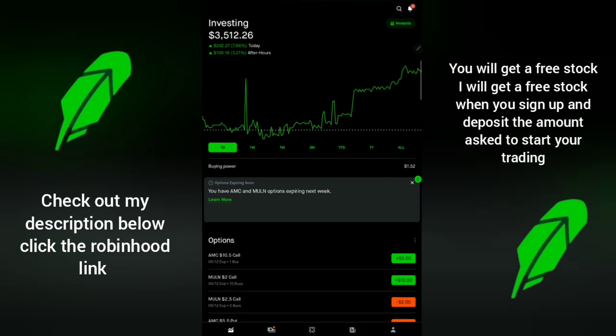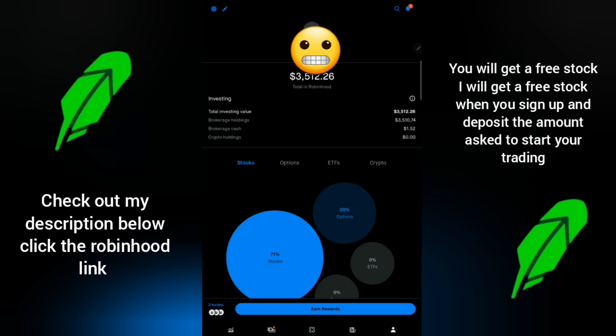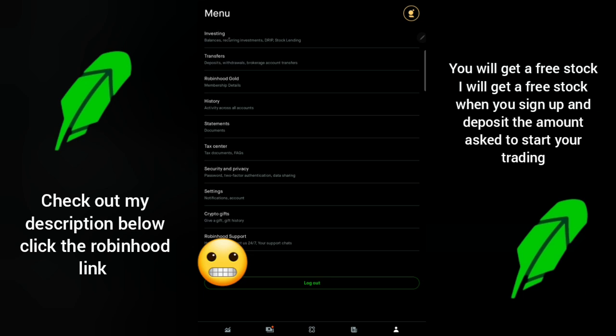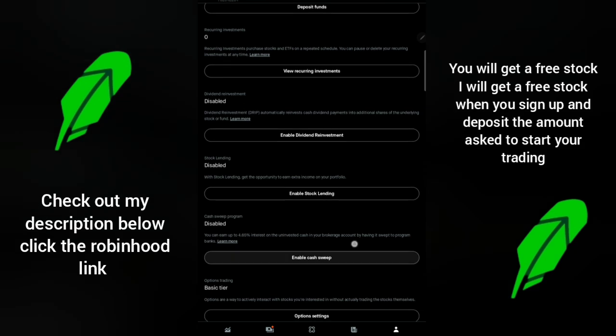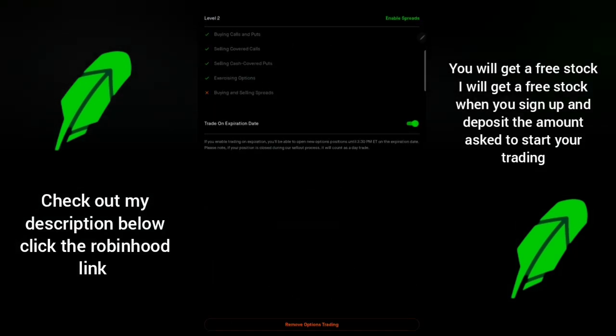If you haven't had options trading turned on yet, you will have to go to the bottom right hand icon, the little guy right there. Click it. At the very top left is the settings button. You're going to want to click that. Then you're going to want to click investing. You're going to want to go down all the way to where it says options setting.